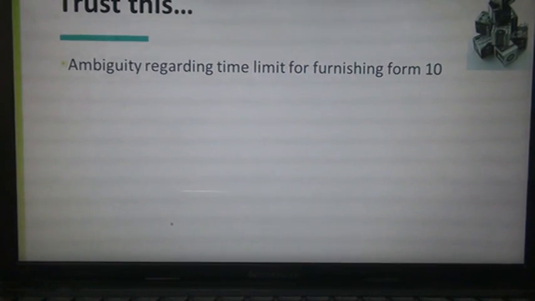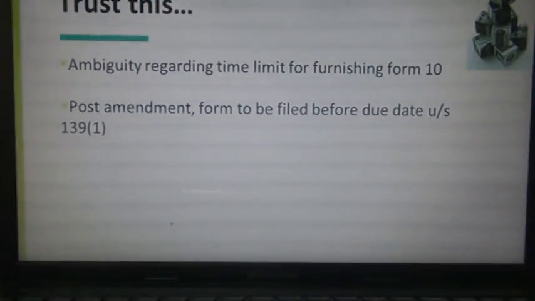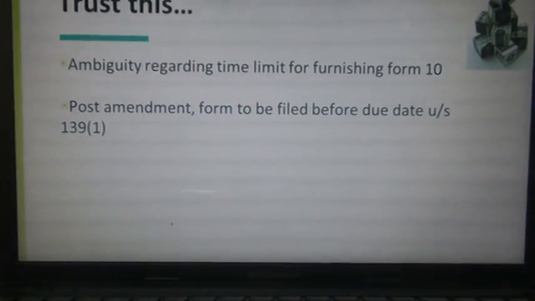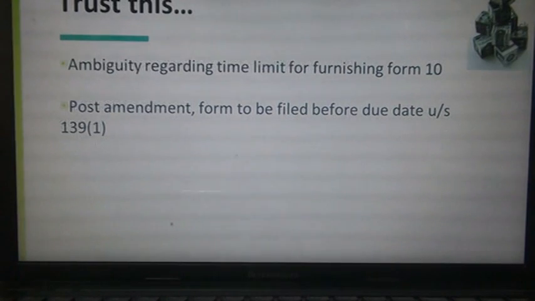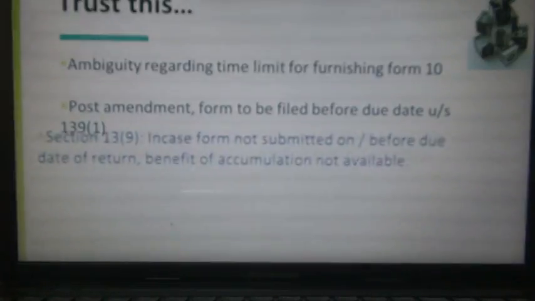Next in the line of amendments is a small one relating to Section 11, Charitable Trusts. There was a certain level of ambiguity previously with regards to the time limit for furnishing certain particulars that a charitable trust has to furnish in Form number 10. Post the Amendment of Finance Act 2015, it has now been specified that this Form 10 has to be filed before the due date of filing return under Section 139(1) by the charitable trust.